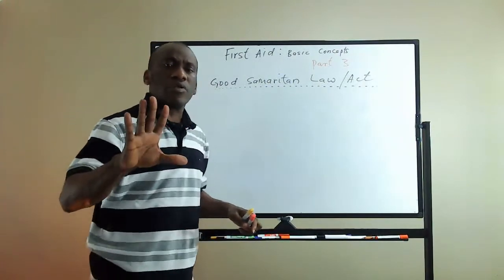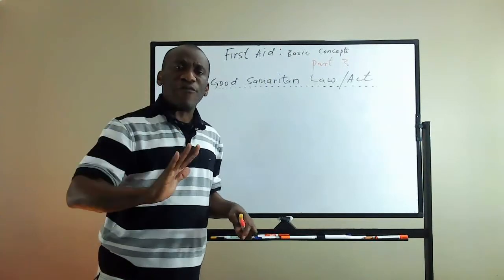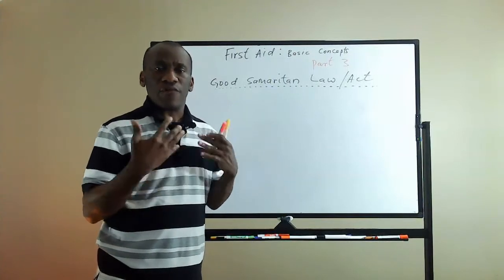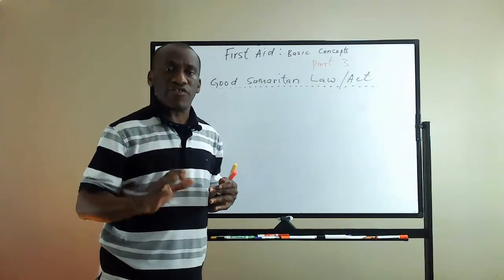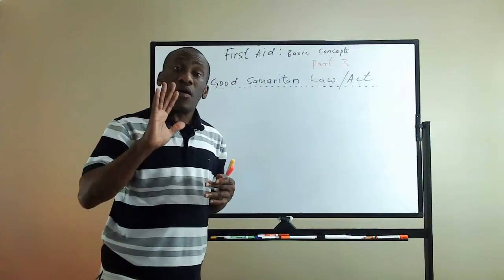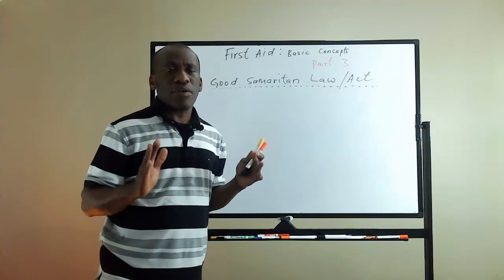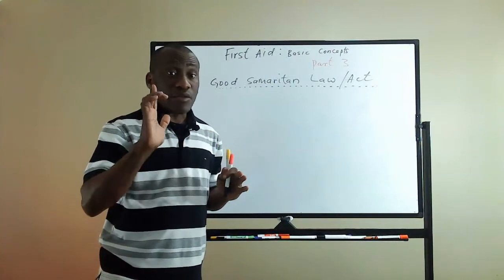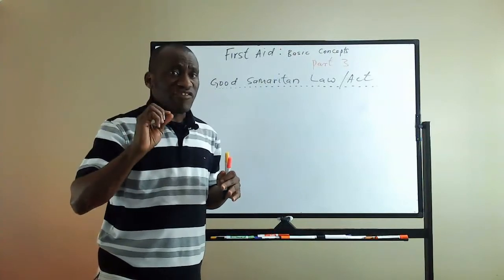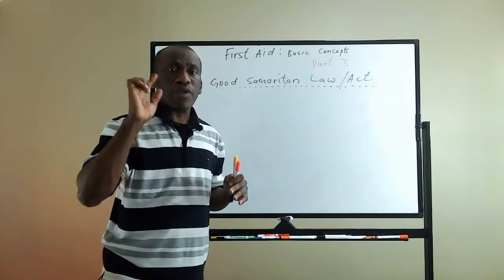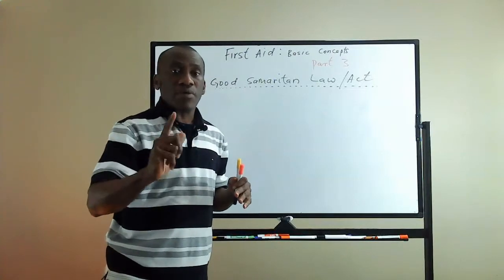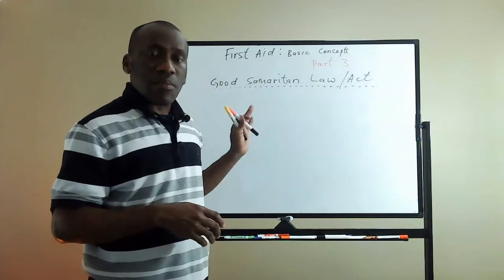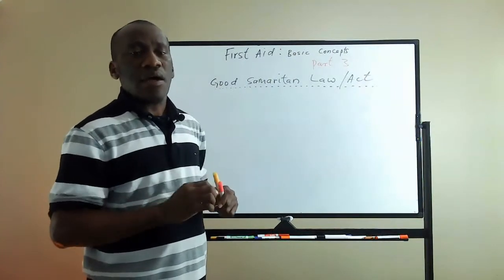But for you to benefit, for you to actually be covered appropriately and sufficiently, you have got some obligations. There are some responsibilities on your part. So you cannot just say, oh, I am protected, and then you begin to do whatever you like. No, there are some expectations on your own side. You must fulfill those obligations to be protected by the Good Samaritan Law. And I'm going to list some of them, the main ones, on the board.